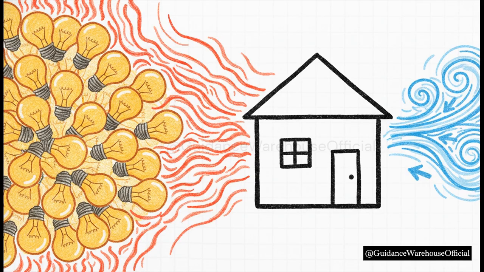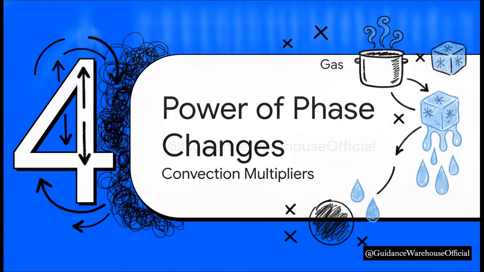Just to put that into perspective for a second, that is the equivalent of leaving roughly 46 100-watt light bulbs turned on all at the exact same time, just to fight off a draft. Pretty wild, right?